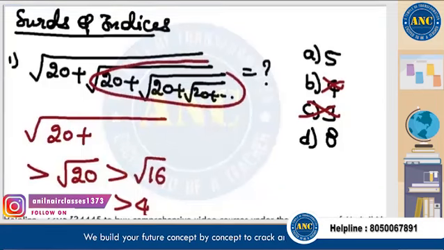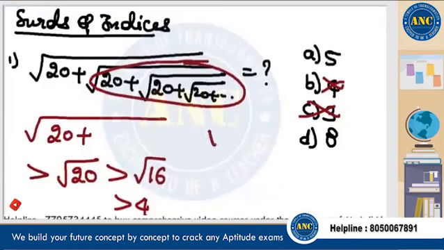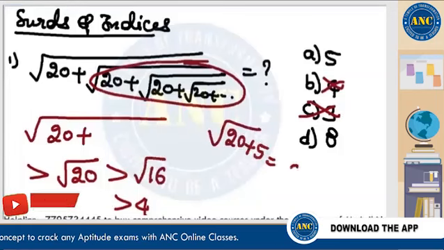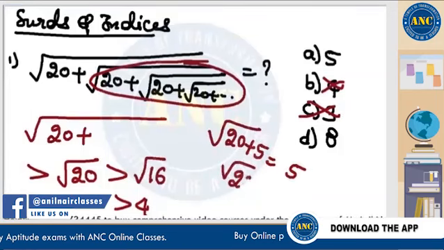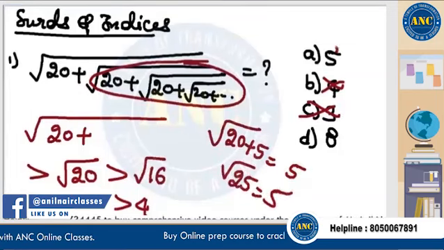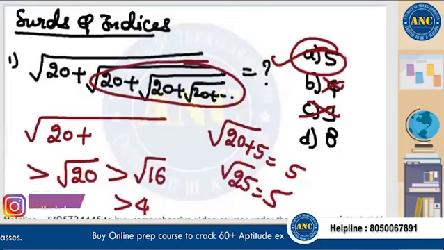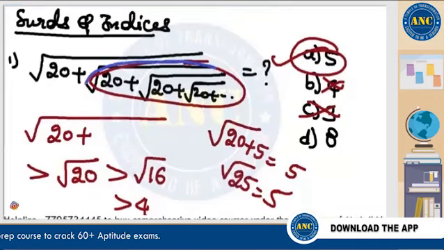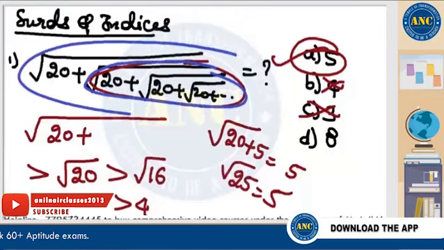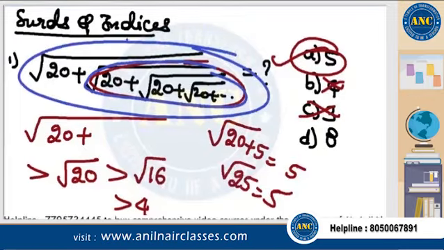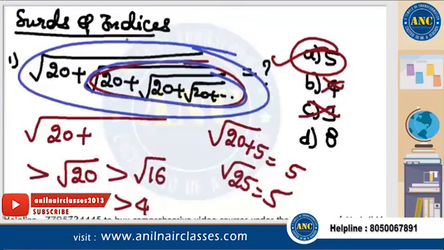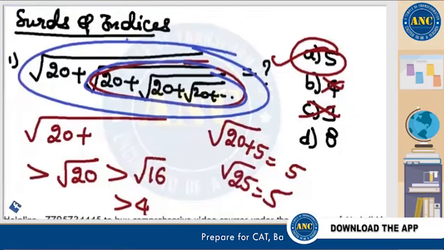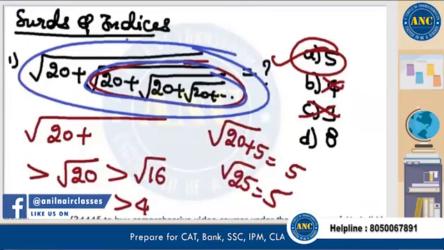This entire value is nothing but the question. So if I put the first option, root of 20 plus 5 is root 25, which is 5. 5 equals 5. First option is right. Whatever the second term is there, that itself is nothing but the entire question. I hope you are all with me.